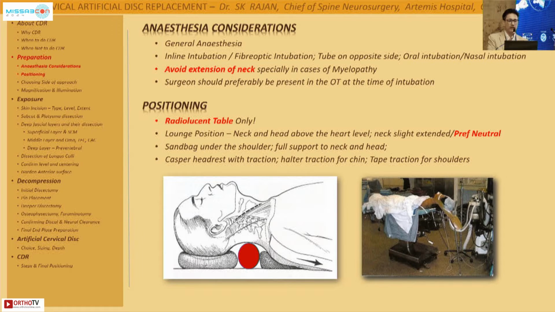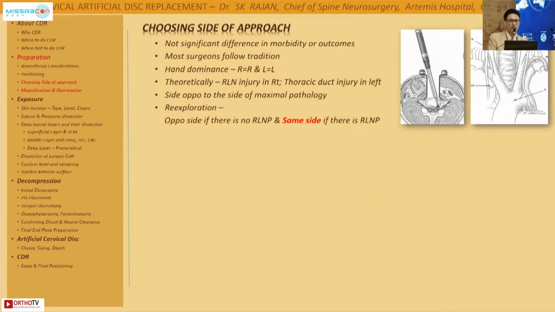Of course, there will be general anesthesia, and we have to avoid extension of the neck compared to what you normally do for cervical disc fusion, because in this case you want it to mimic a neutral lateral X-ray as much as possible, so that the disc is always in a position to move. The table has to be radiolucent. Here we can't compromise because you need to see AP views all the time, especially for determining the midline. Apart from that, this is pretty standard information.